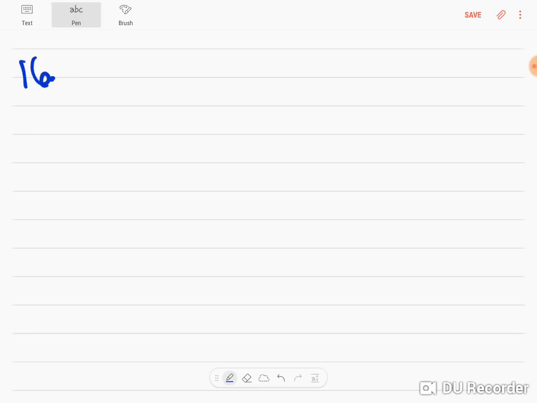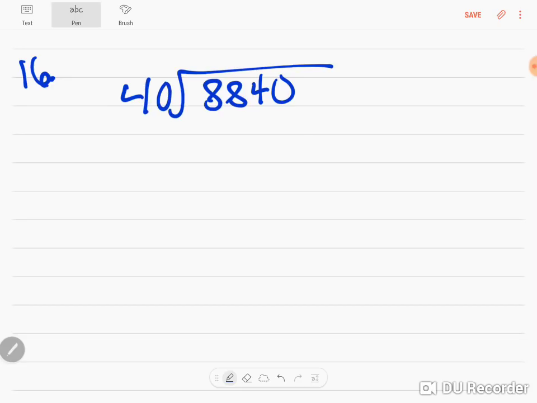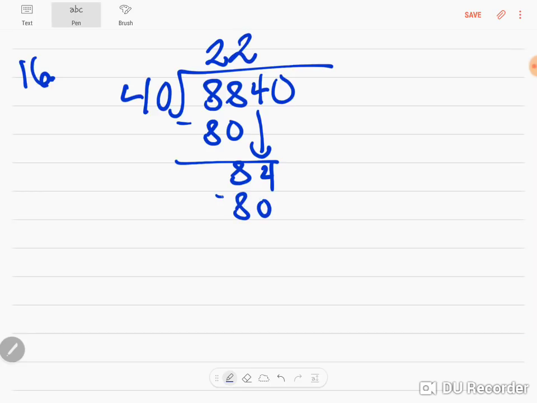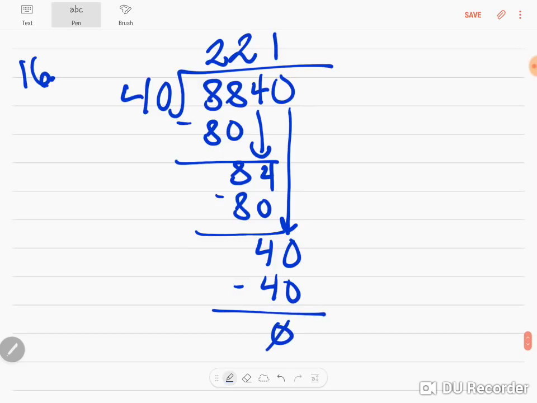All right, so this one, we have another division problem. 8,840 divided by 40. How many times does 40 go into 88? That is 2. And how many times does 40 go into 84? 2 again. And how many times does 40 go into 40? 1. Our answer, 221. All right, we're almost done.